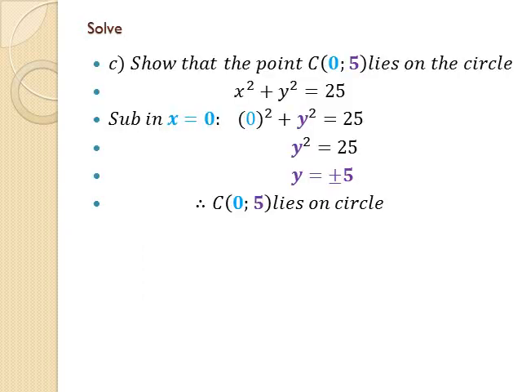Right? Next problem. So show that the point C(0, 5) lies on the circle. So if I sub in x equals 0, 0 squared plus y squared equals 25. That stays 0. Square root of 25 gives me plus or minus 5. So therefore there's a point where x is 0 and y is 5, that lies on the circle because I've solved it.